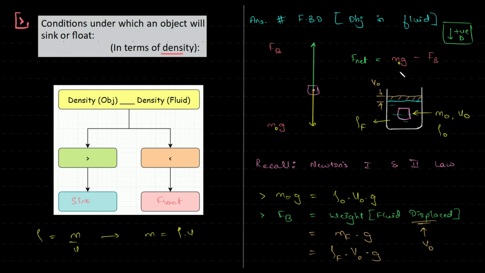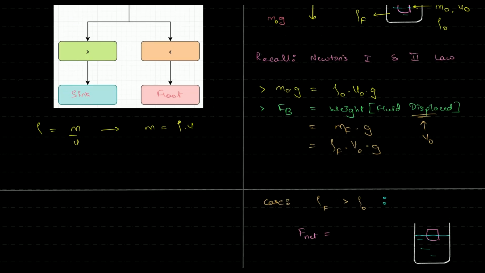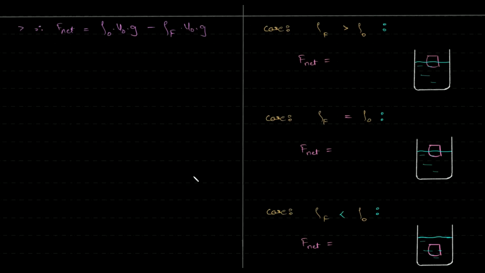Now all we have to do is substitute it over here. So the net force is equal to rho o Vo g minus rho f Vo g. And now your basic maths. What is common between these two? Yes, please do tell, I can hear.